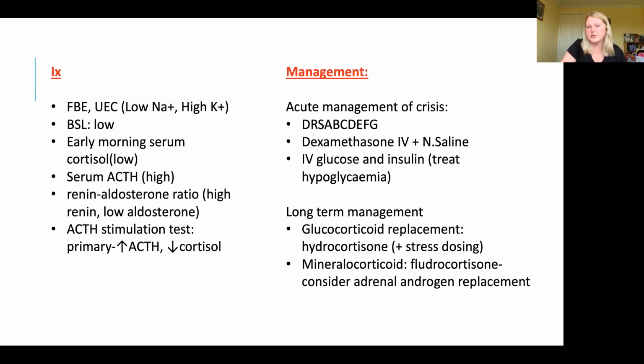So that's the hydrocortisone. In the immediate sense, it's the dexamethasone because it is faster to act and it can be given intravenously. In terms of long-term management of the mineralocorticoids, we can use fludrocortisone. And in some cases, we can consider androgen replacement, but this isn't always the case.